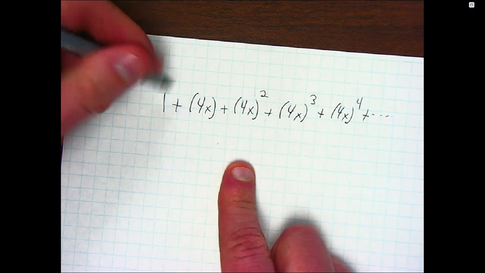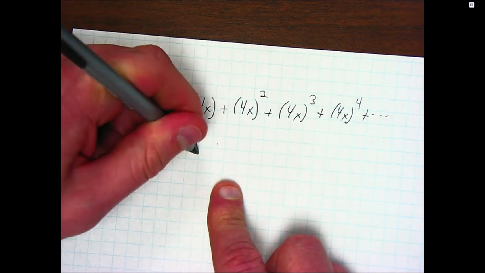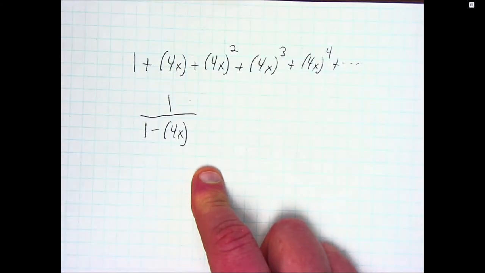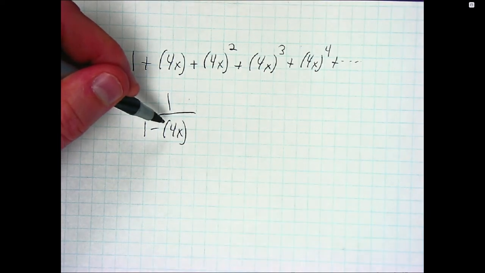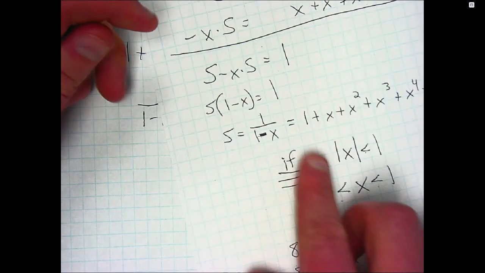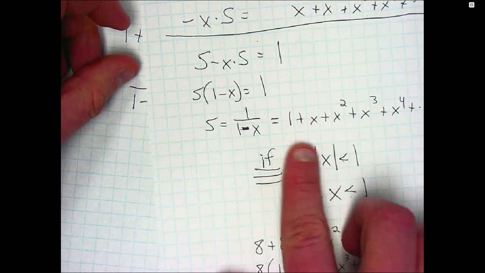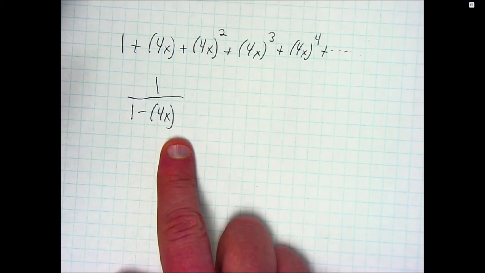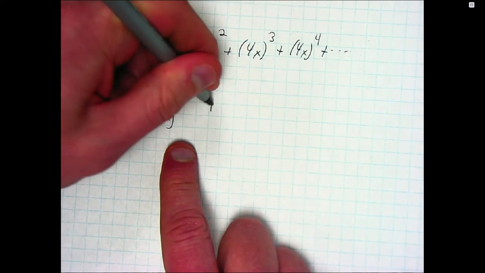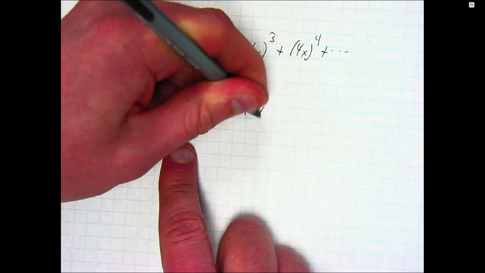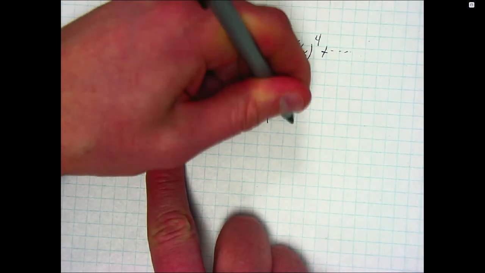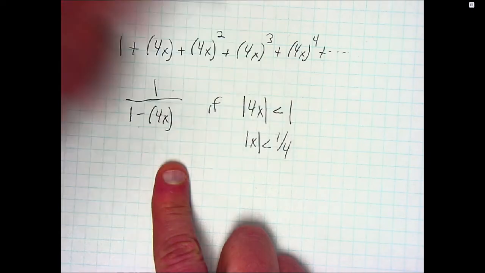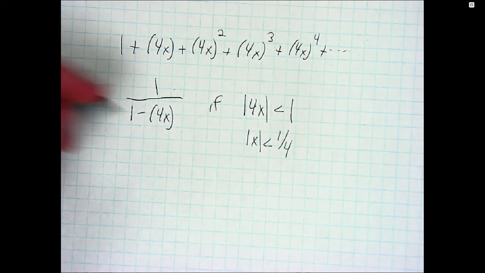And so now when I switch to the formula, the 1 is still here, right? And now my multiplier is 4x, right? And so that takes the spot of the x in my original formula. And so instead of having x's all the way along here, I have 4x's, and so I put 4x down there. And now I have to think about when this is going to work. Well, it's going to work if that thing I'm multiplying by, which in this case is 4x, has an absolute value less than 1. And so if I want to clean that up, it's only going to work when the absolute value of x is less than 1/4.